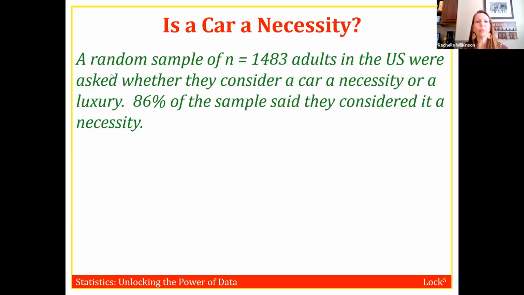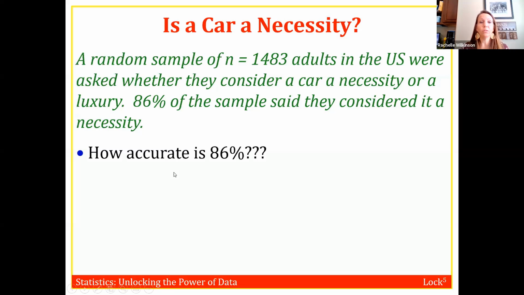Okay, so there was a random sample of 1,483 adults in the US that were asked whether they consider a car a necessity or a luxury. And 86% of the sample said that they considered it a necessity. So our population here would be all adults in the US. Our sample is these 1,483 adults that we actually talked to. And we know that our sample value is 86%. So p hat is going to be 86%. But how accurate is that 86%?